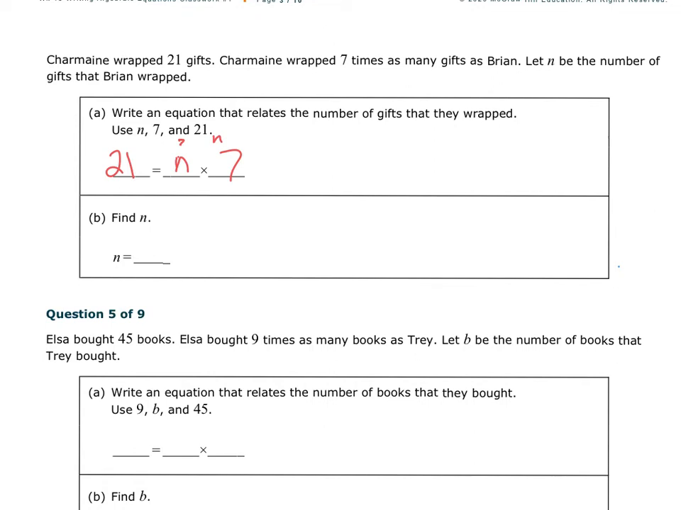Okay, then we need to figure out what n is. Like we did the other day, we put it on a balance. We do the inverse. We divide both sides by 7. And that leaves you with 3 equals n. So n equals 3. So we should plug that back into the original and make sure it makes sense. Charmaine wrapped 21 gifts. Charmaine wrapped 7 times 3, which is 21.